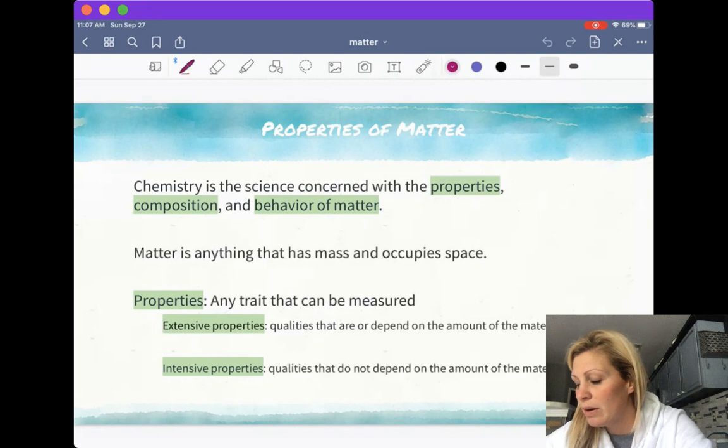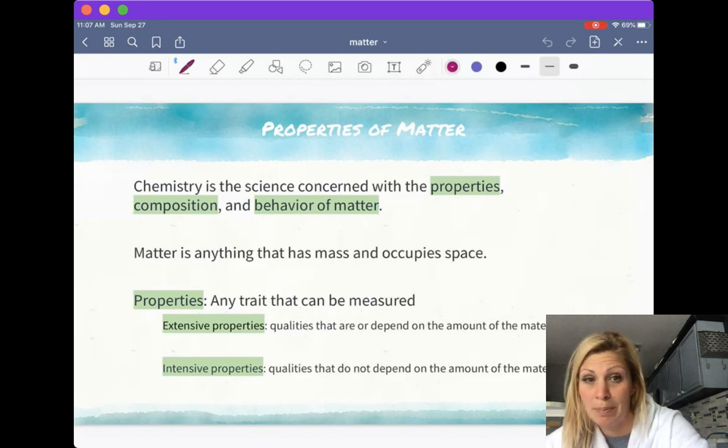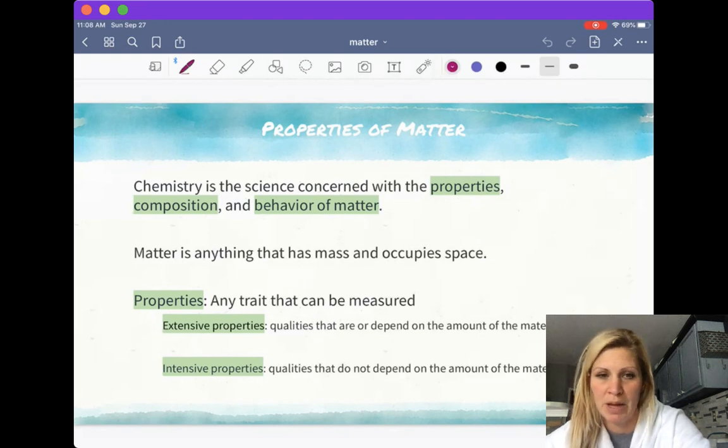So when we're first looking at it, since chemistry is the science that's going to be concerned with the properties, the composition, which means what it's made up of, and how it behaves, we need to start understanding what those terms really mean. So what is a property? When we're talking about property of matter, like what is it? So properties are traits that we can measure. So we can get some type of quantified data from it.